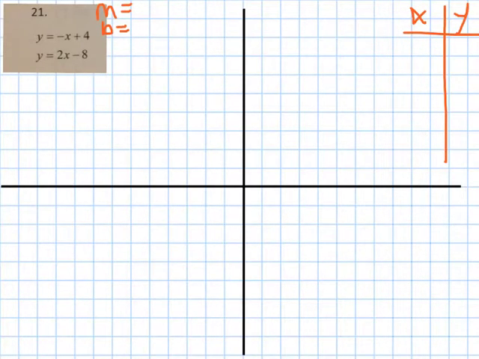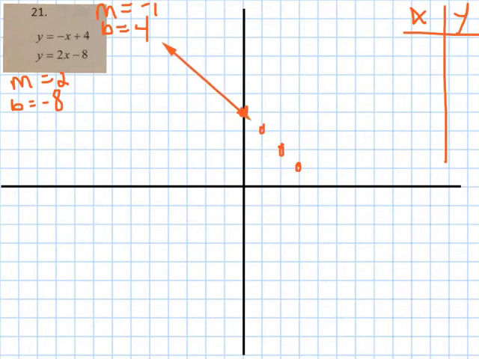So in the first one, my m is negative 1 and my b is 4. In my second equation, my m equals 2 and my b equals negative 8. So my first line, I'm going to do it in different colors. My first line, I'm going to begin at 4, so I'm going to go up to 4, put a dot, and then I'm going to go down 1, right 1, down 1, right 1, down 1, right 1. And there's a neat little tool that I can grab and go ahead and draw my line through.